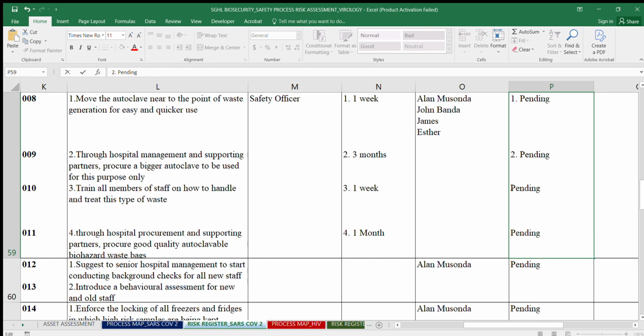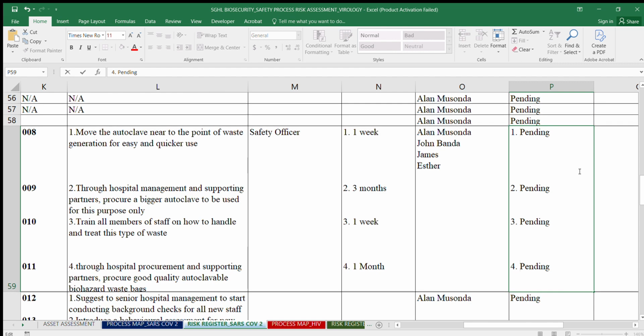So let me just number them as well. So that's for number 1. This is for the second mitigation. And then this is for the third mitigation. And then that's for the fourth mitigation. So maybe at that particular point, when you're just done with the assessment, they are still all pending. But then maybe after 1 month or 2 months, you need to come back and check, did you implement these proposed mitigations or not?